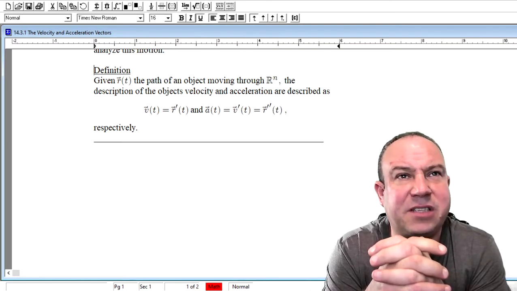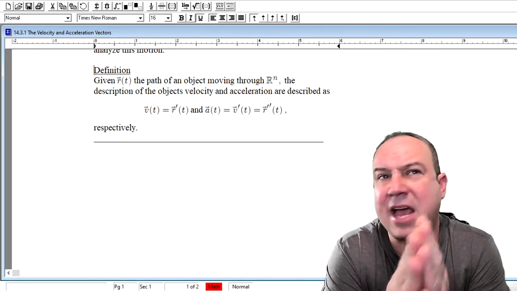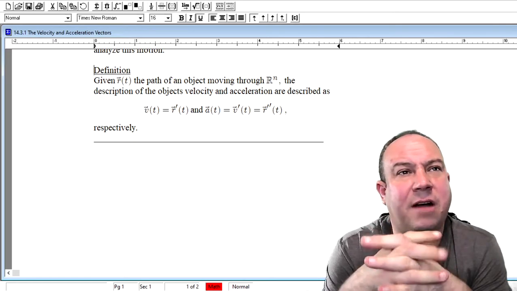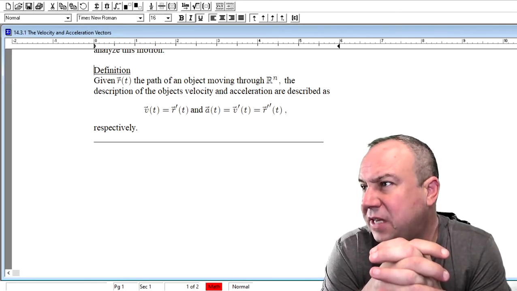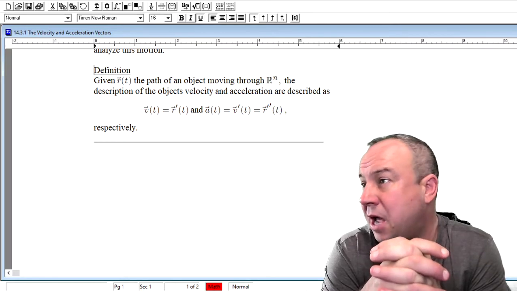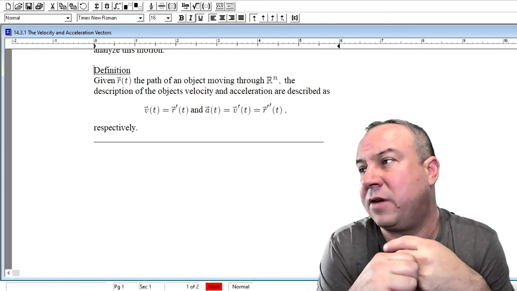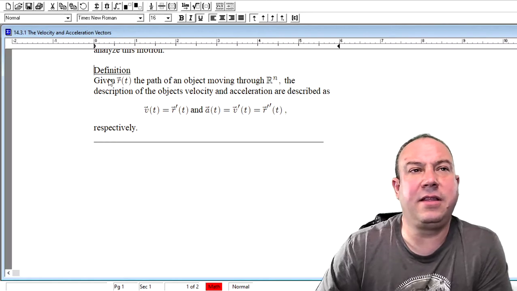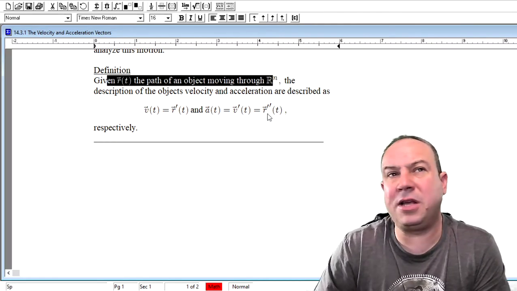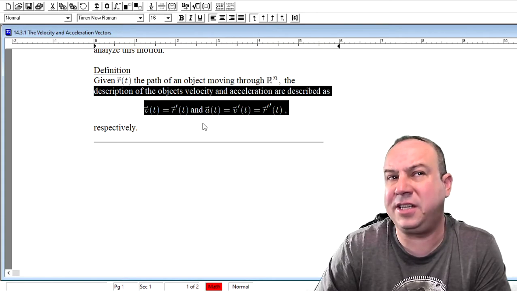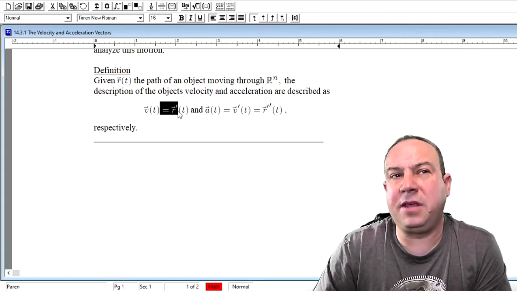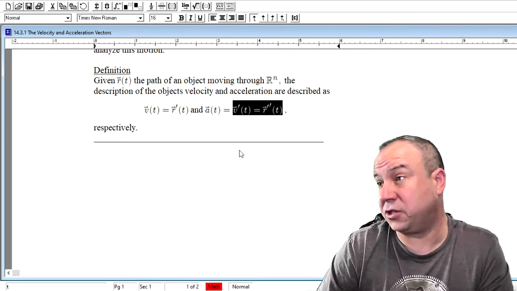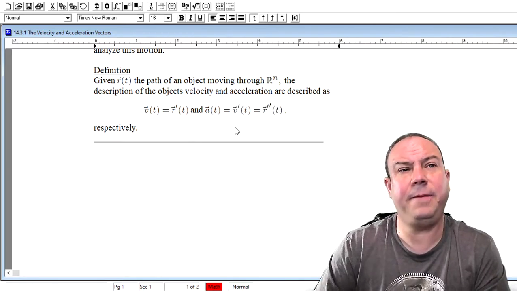the description of this object's velocity and acceleration are described as v of t equal to r bar prime of t, that is our velocity function, and a of t, the acceleration function, equal to v bar prime of t, which is the second derivative of our vector-valued function, respectively. Right? Given the path of an object through n-dimensional space, the description of that object's velocity and acceleration come from the first and second derivatives of that path's vector-valued functional description. All right.